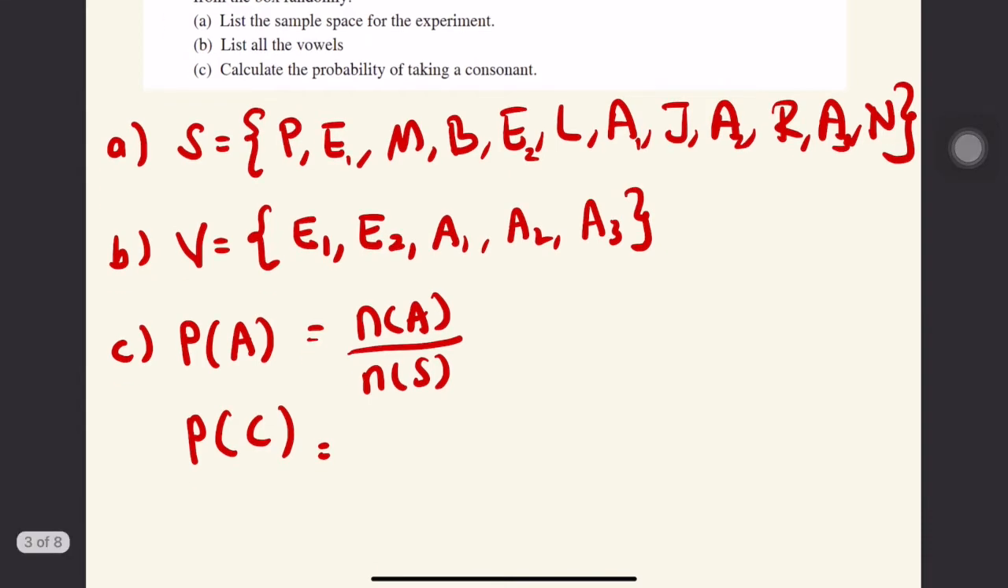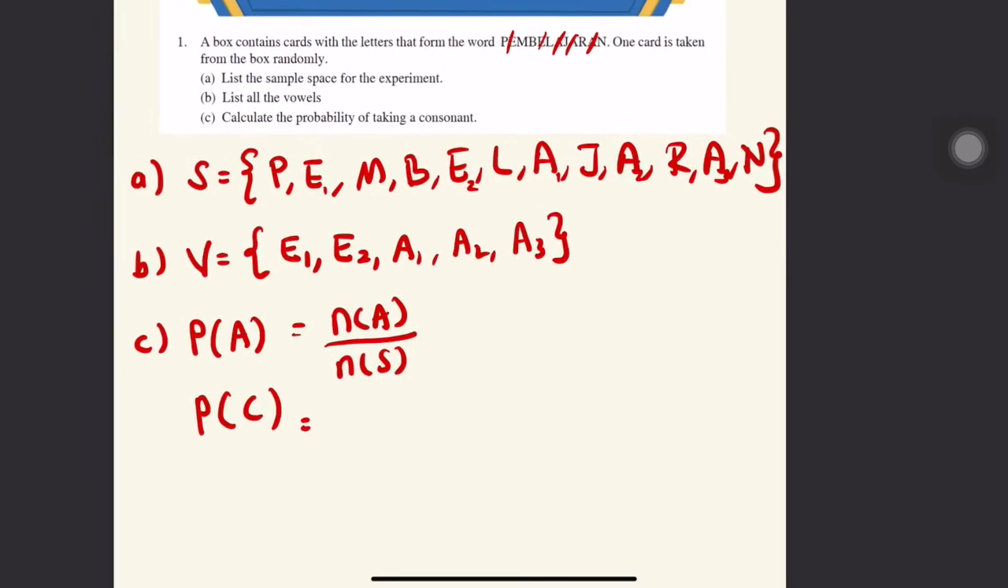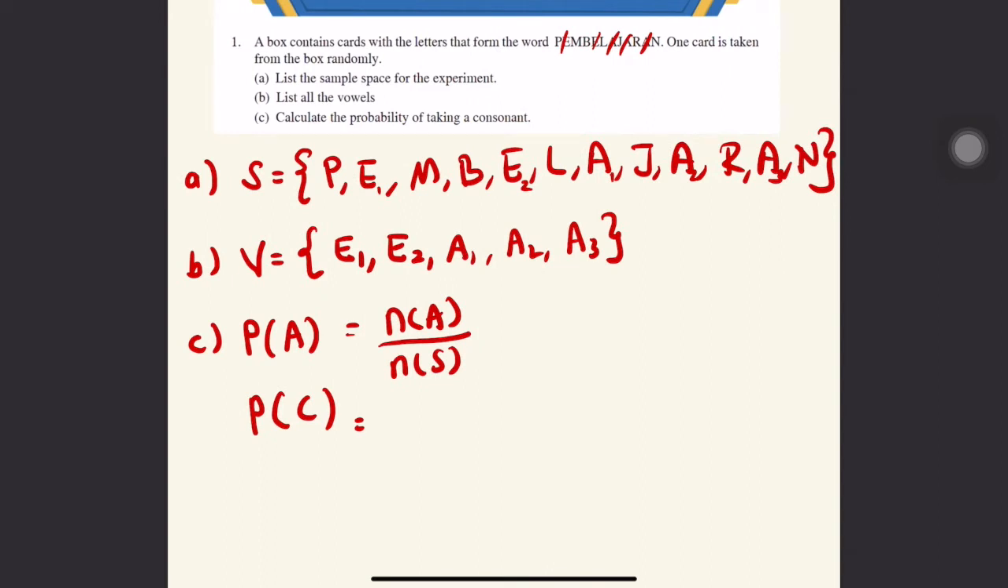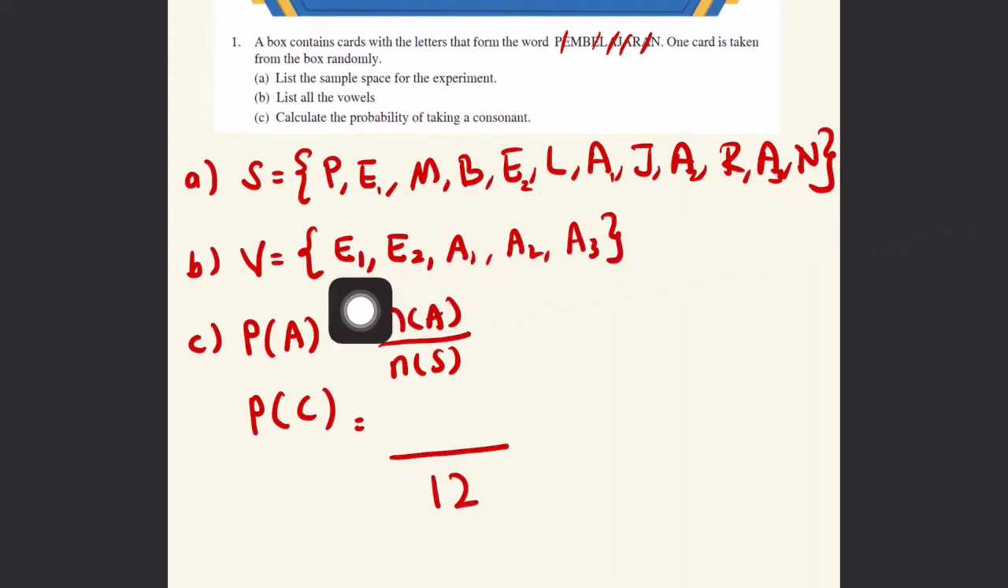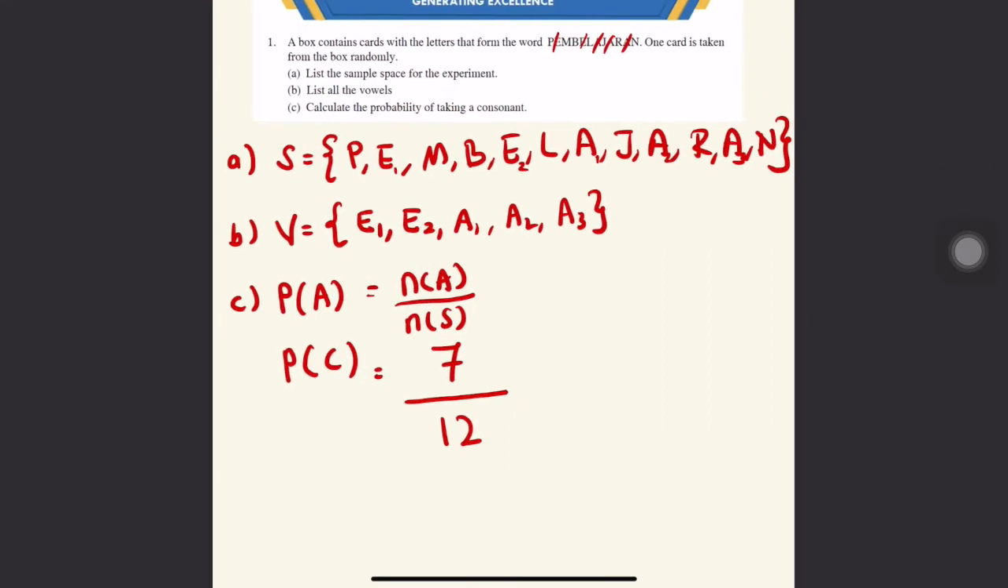For the sample space S we have 1, 2, 3, 4, 5, 6, 7, 8, 9, 10, 11, 12. So 12. For vowels we have 1, 2, 3, 4, 5. So other than these 5 is a consonant. So 12 minus 5 we get 7. So the probability of getting a consonant is 7/12. That's it for number 1.